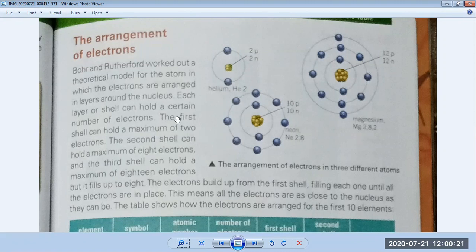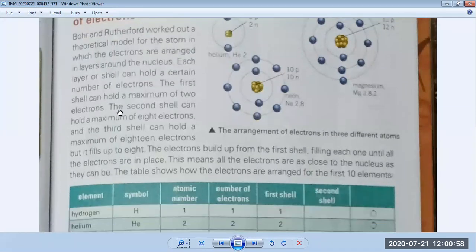Now we will discuss what is given in your book. Bohr and Rutherford worked out a theoretical model for the atom in which the electrons are arranged in layers around the nucleus. Each layer is called a shell, and it is also called an orbit. Each layer or shell can hold a certain number of electrons. The first shell can hold a maximum of 2 electrons. Underline that in your book. How they are accommodated, I have told you with the help of a formula, which is very important. Its formula is 2n square.